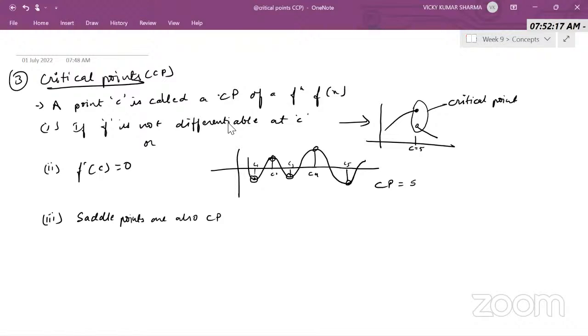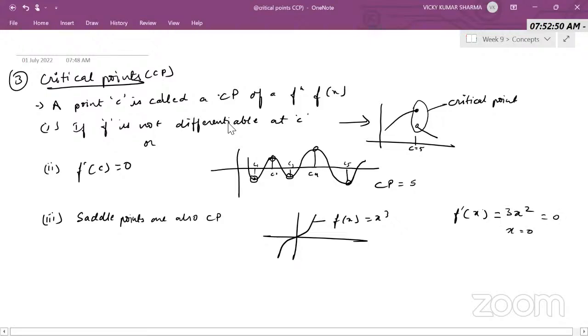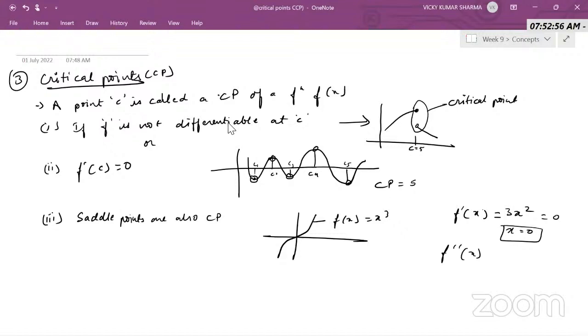Okay, so for an example, maybe we can take one example. I think you know this, most of you. So let's say f of x is equal to x cubed. So what does f dash of x give you? 3x square. So now I equate to 0, right? So what do I get? From here, I get x equals 0. When I do the double derivative test of this, f double dash of x, what do I get again? 6x. And when I substitute 0, it gives me what? 0.